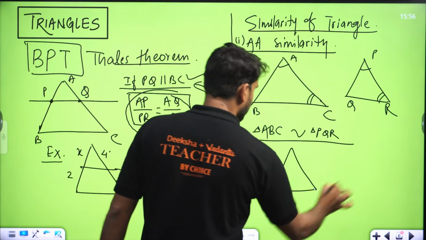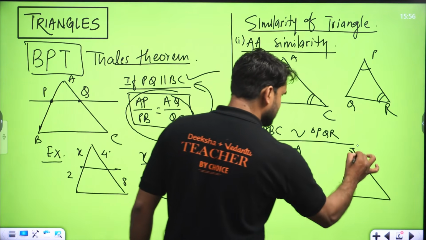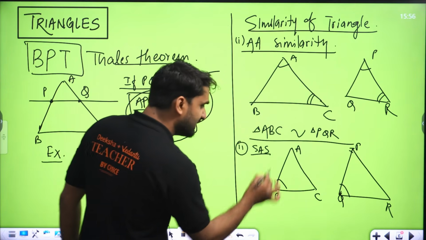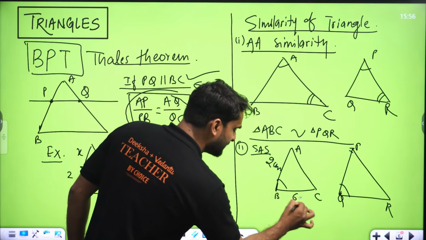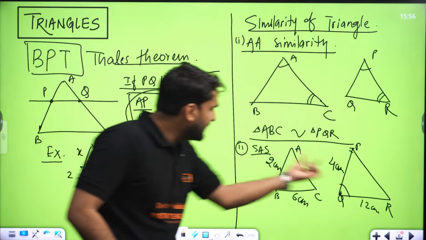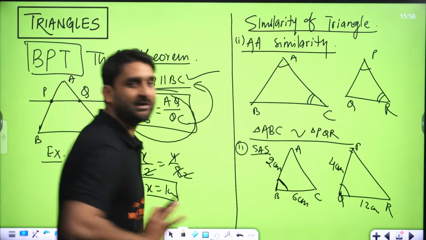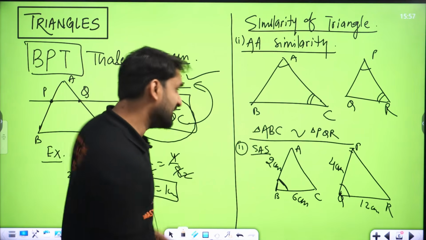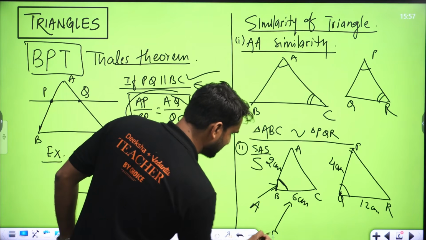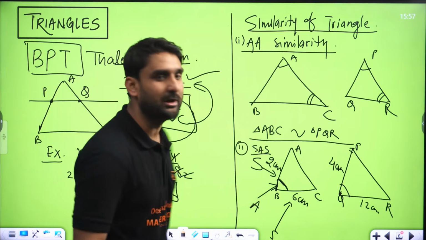In any triangle, my dear, like this is ABC and this is PQR, and this angle is equal to this angle. AB is 2 centimeter and this is 6 centimeter, and this is 4 centimeter and this is 12 centimeter. Can you see, the sides are in corresponding ratio, 2 to 4 and 6 to 12, and the angle between these two sides is equal. That's why this will be S, this angle will be A, and this will be S. So SAS. By side angle side similarity, we can say that triangle ABC will be similar to triangle PQR.